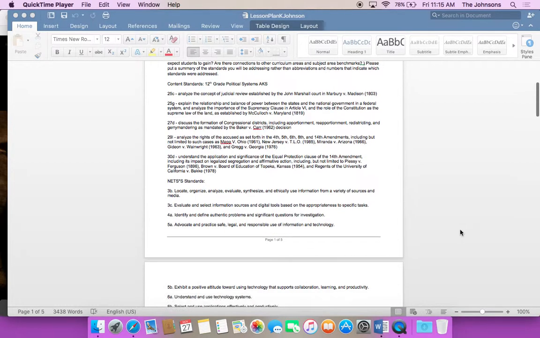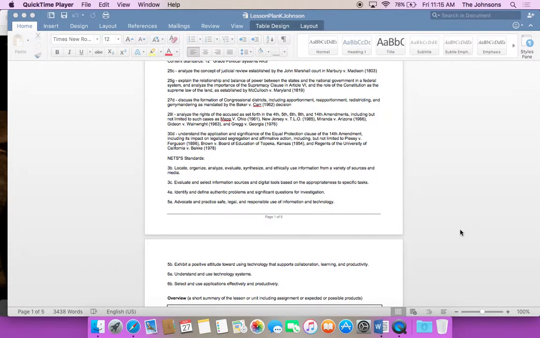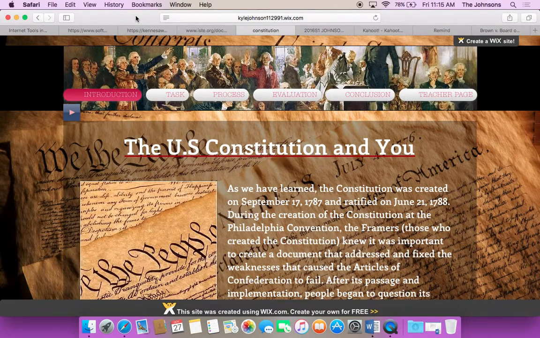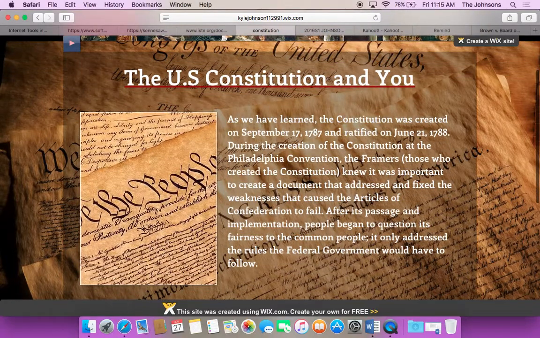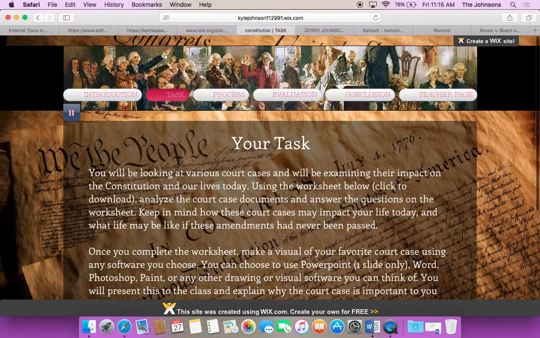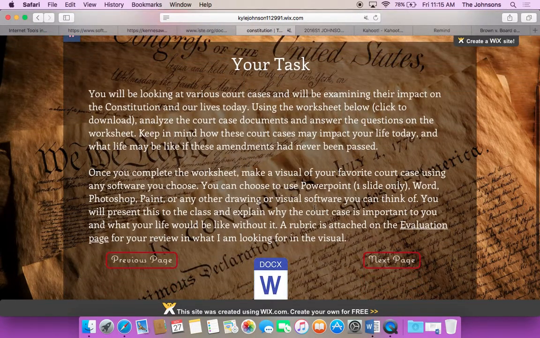The SDS standards that I covered included some of the higher order thinking skills that I wanted them to attain, which included analyzing, synthesizing, defining authentic problems to an investigation, using safe practices when using technology, so on and so forth. For the web quest, for differentiation purposes, I attached audio to the introduction on what they should already know and to the task page, which gives them the instructions of what they needed to do.